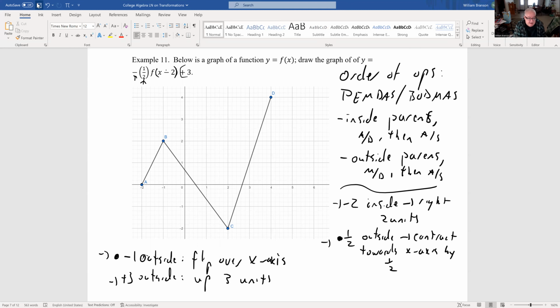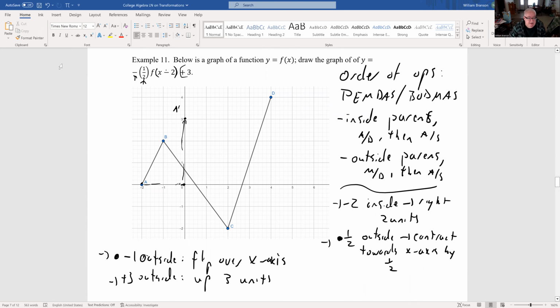So if we start with A, it is at -2, 0. So it goes right 2 units to there. And then we multiply its y value by 1/2, and that gives me 0 again. And then we multiply it by -1. We flip it over the x-axis. Nothing happens because it's on the x-axis. And then we go +3. And so that takes it up to here. There's A prime. It goes up 3 units.